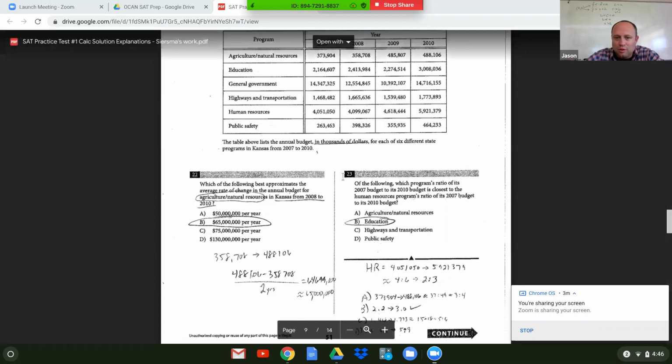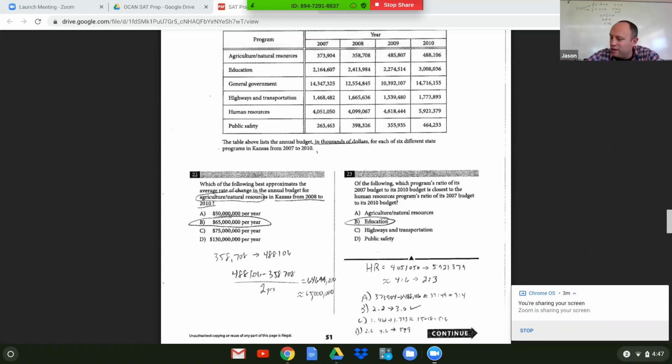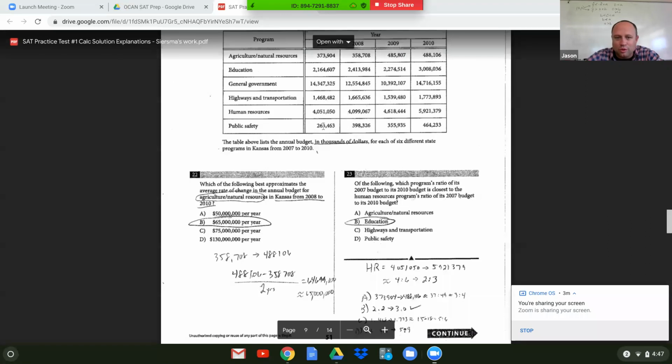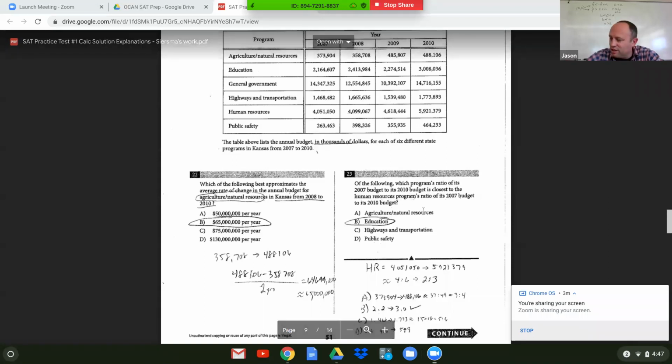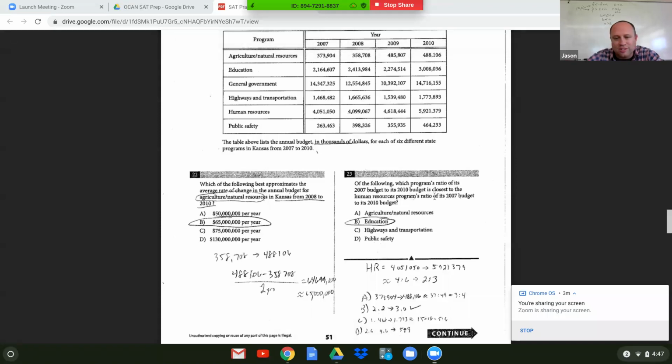For B, for education, I divided this 2 million number by this 3 million number, and I got 0.719, which is pretty close to that other number, but it's not quite there. When I divided the highway transportation, this 1 million by this, I got 0.828, which is way high. And when I divided public safety, this number again here, divided by this number, I got 0.568, so way too low. So really it was between A and B, and the number we want to get close to was like 0.69. A was 0.76. B was 0.71. That was the one that was closest.